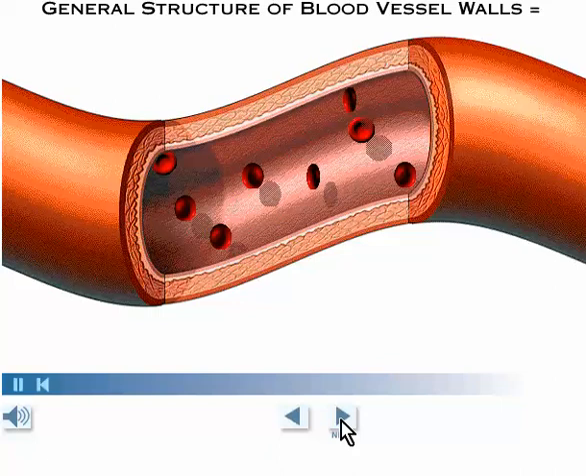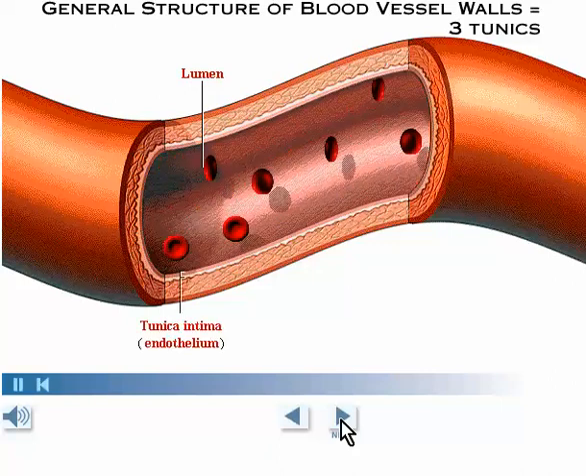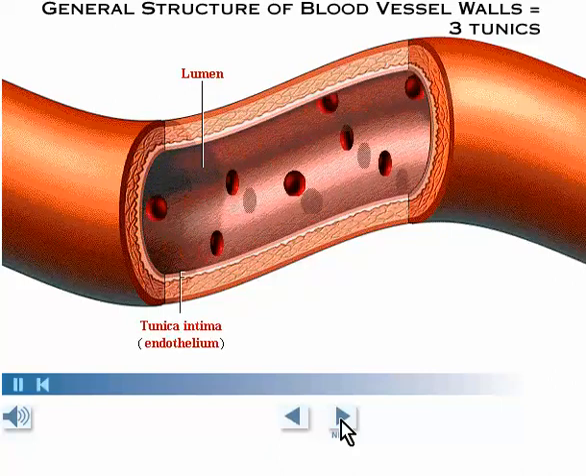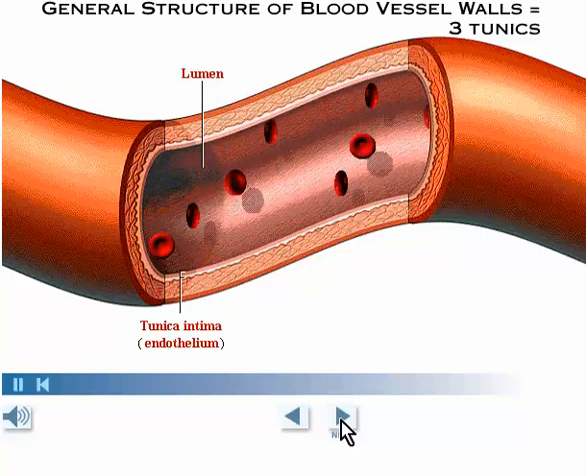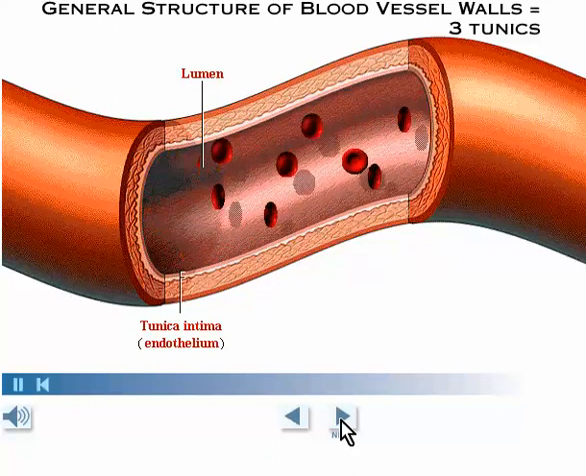Let's look at the general structure of blood vessel walls. The walls of all blood vessels, except the very smallest, are composed of 3 distinct layers or tunics. The tunics surround the central blood-containing space within the blood vessel, the lumen. The innermost tunic is the tunica intima, which is in intimate contact with the blood in the lumen.